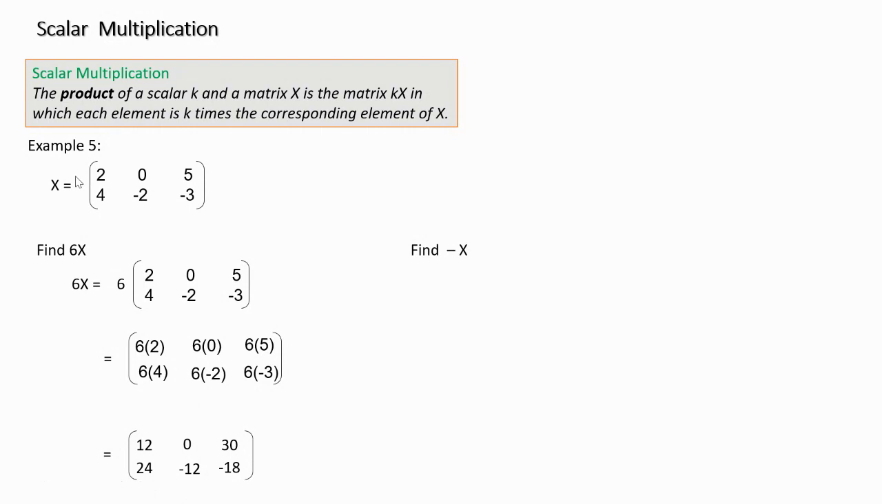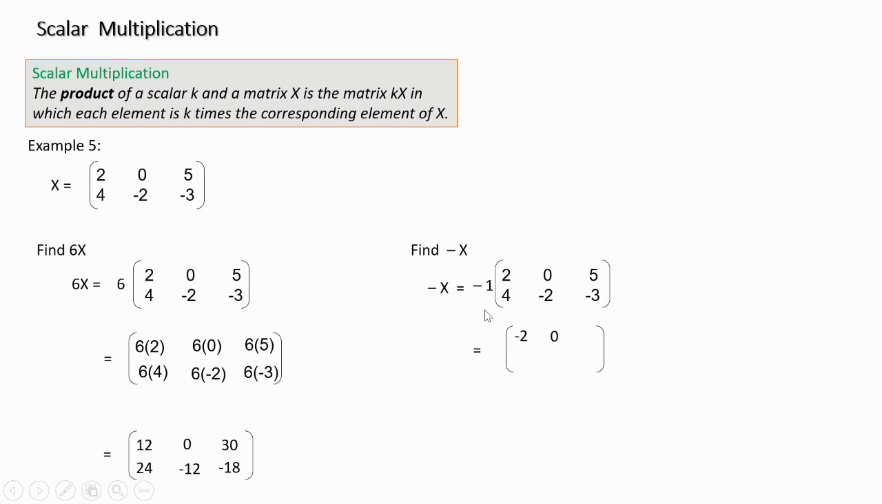Okay, now let's find negative X. Negative X is like negative 1 times X. So negative X is negative 1 times matrix X. In other words, you don't have to multiply it, because if we multiply it, all we do is switch the signs on all these elements. Negative times a positive will give you a negative. So when you have a minus a matrix, all the elements in matrix X, we're going to switch signs, because negative 1 times 2 is negative 2.